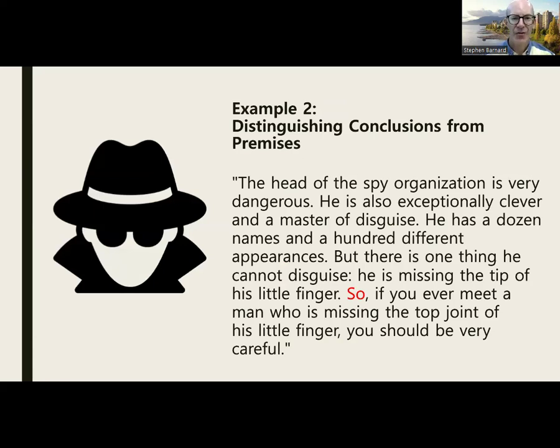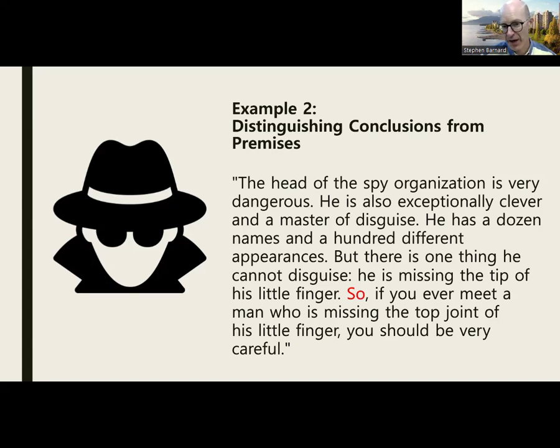In this case, we have the head of the spy organization is very dangerous. He's also very clever. He's a master of disguise. He has 12 names, 100 appearances, but there's one thing he can't disguise. He's missing the tip of his little finger. All of these are just premises, one by one, unfolded in a natural order, leading to the conclusion. And the conclusion, you can see, is prefaced with "so." When you hear the word "so," you can very clearly sense that the conclusion is about to be expressed.